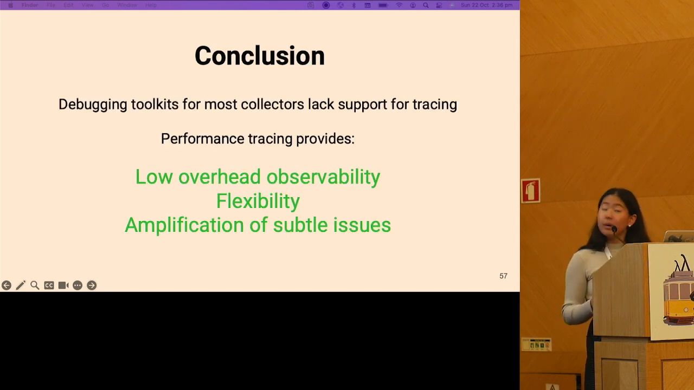To wrap things up, GC debugging is just notoriously tricky, and all GC developers really need to rely on a collection of powerful tools. But the issue that we have right now is that a lot of collectors lack support for tracing, and instead we rely on things like sampling and logging, which simply are just not quite sufficient. Our work here shows that performance tracing really nicely complements the existing debugging approaches, providing low overhead observability, flexibility, and amplification of subtle issues in ways that the dominant state of the art can't.